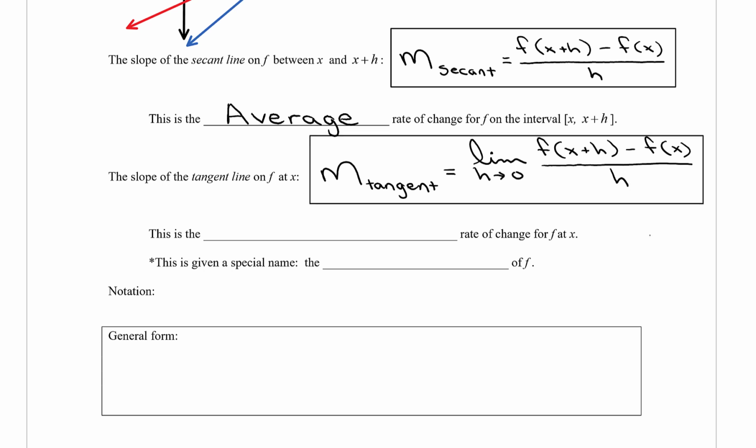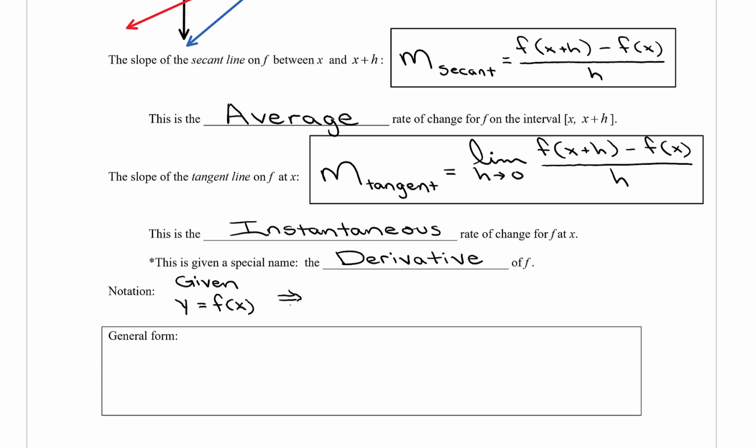I've gone ahead and put a box around that, with the slope of the tangent line represented here as a limit. And we're writing in now, this is the instantaneous rate of change for f at x. This is given a special name as well. We call this the derivative of f. And we have a lot of different types of notation to represent a derivative. So I'm going to go ahead and write some of those different notations down right now.